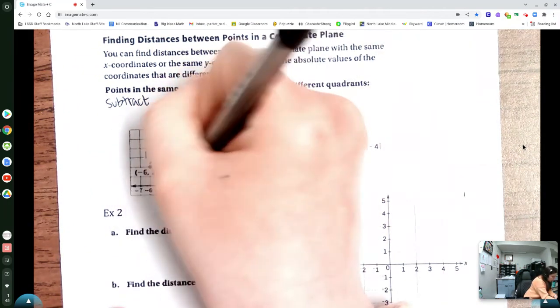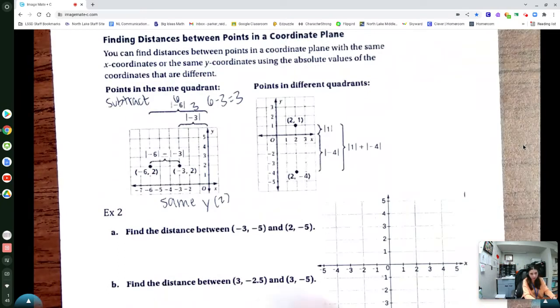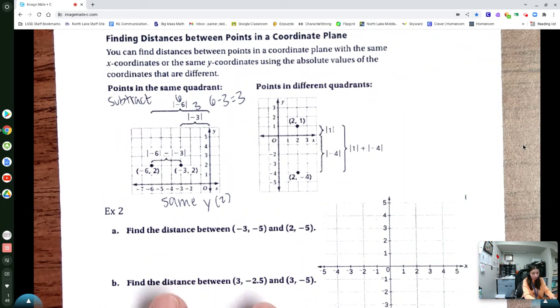Let's also just make sure we note that these had the same y value of 2. That is why we used the x values. That's why we subtracted the absolute value of the x values. Now, what if you have points in a different quadrant?